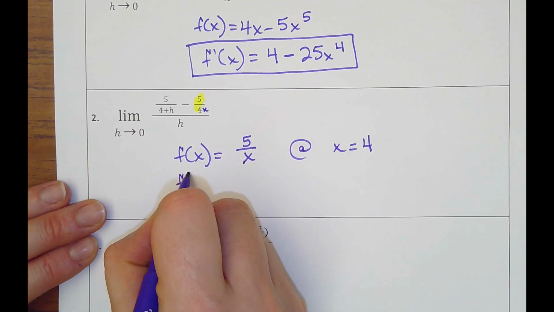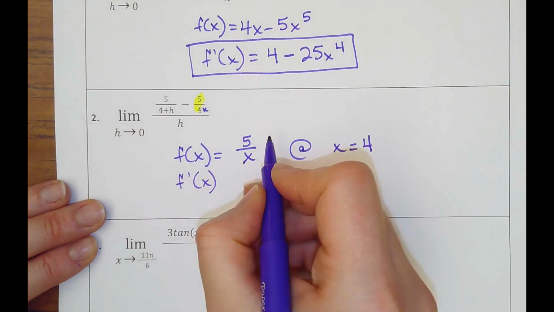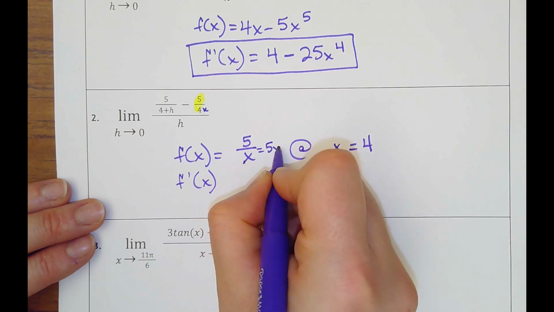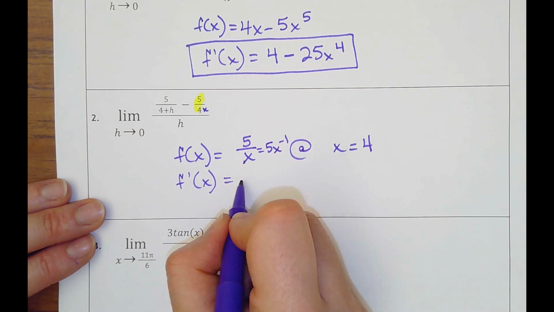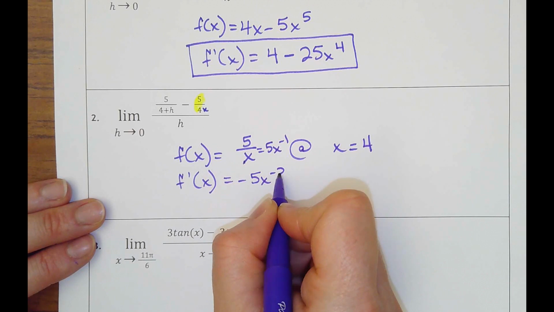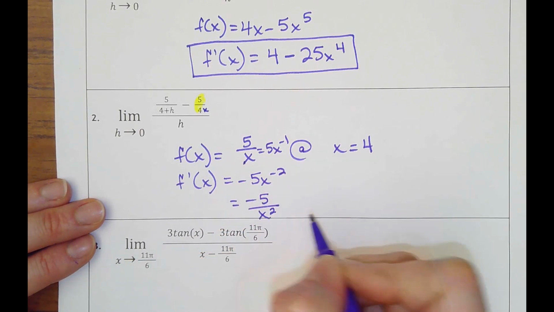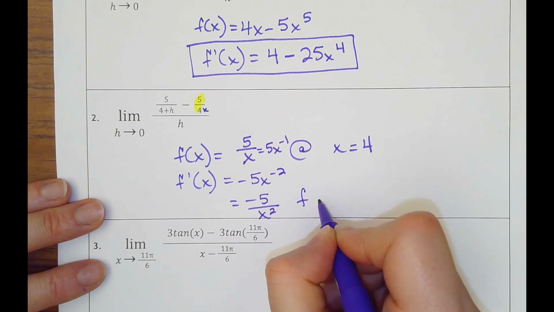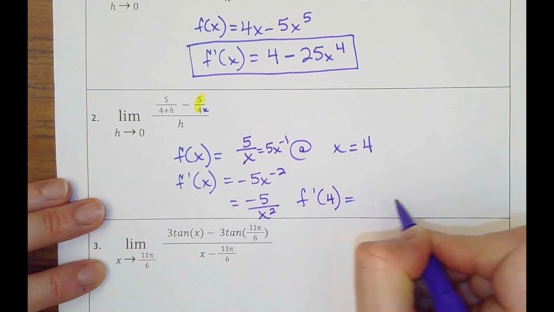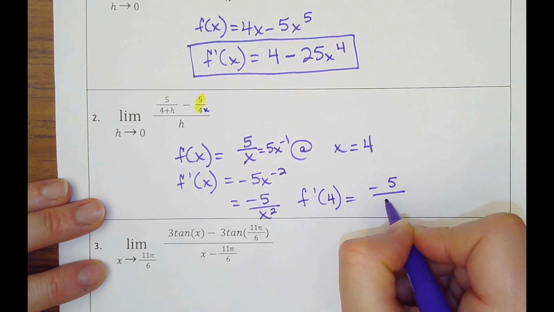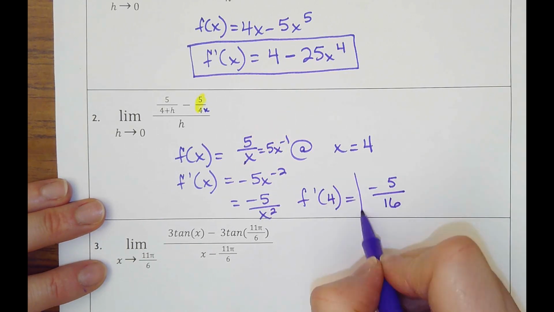To take the derivative, I'm going to actually make this be 5x to the negative first power, so that would be negative 5x to the negative second, or negative 5 over x squared. Now we're going to plug in specifically 4. And that'd be negative 5/16.